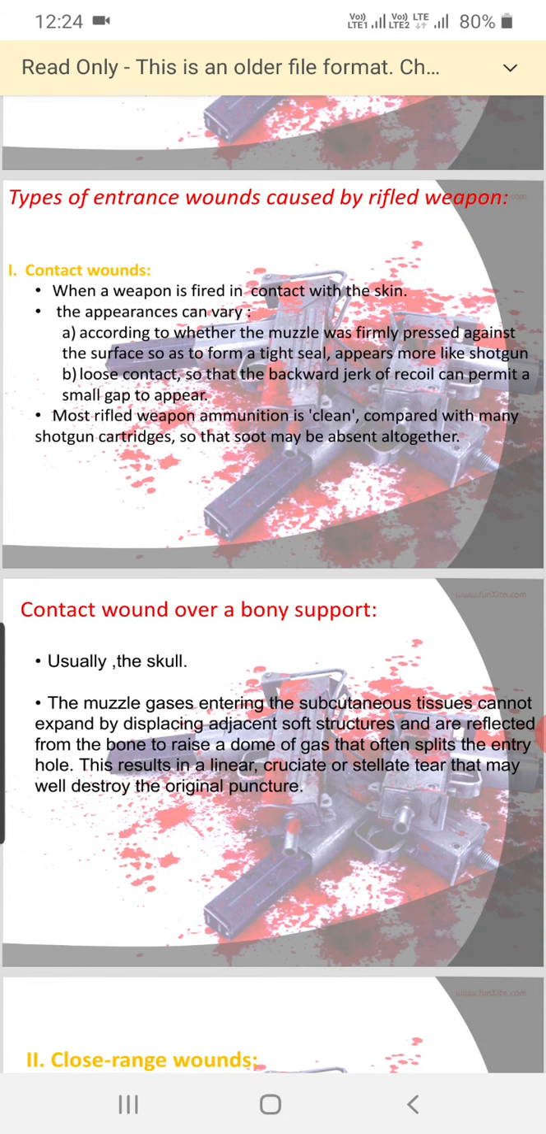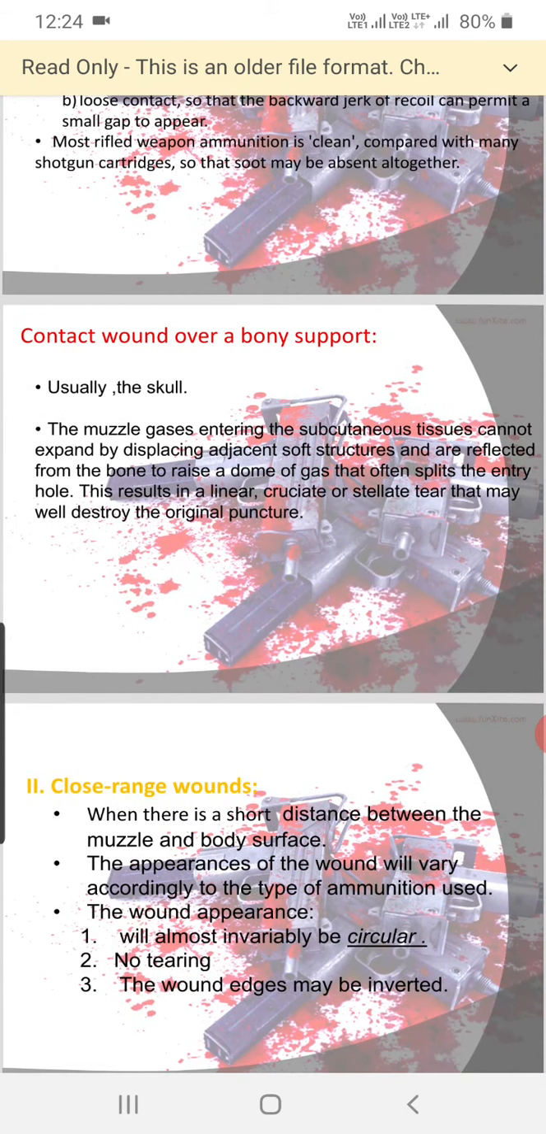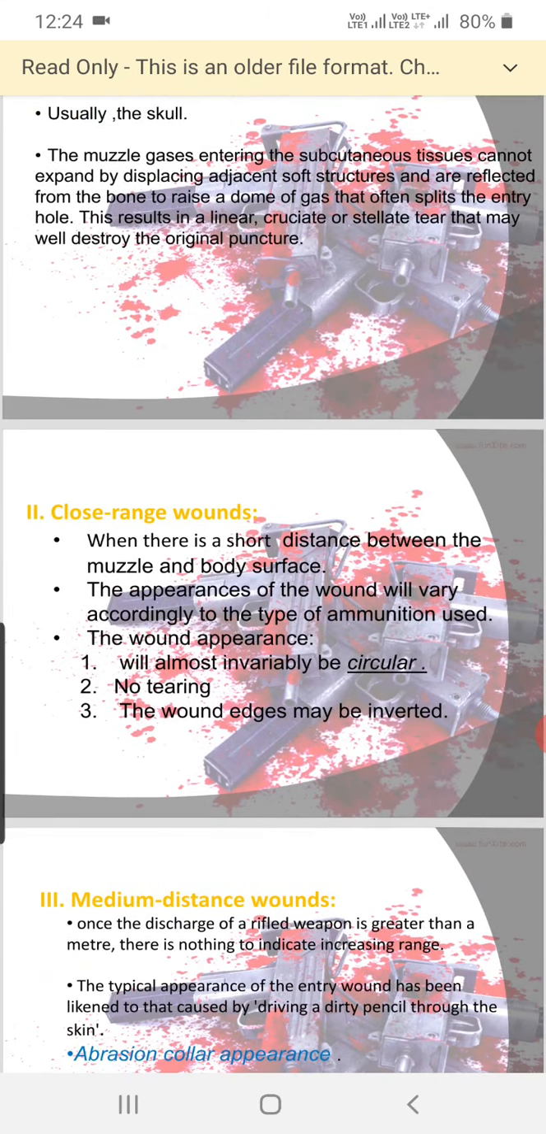Most rifle ammunition is clean compared with many shotgun cartridges, so that the soot may be absent altogether. Now, a contact wound over a bony support, usually the skull: the muzzle gases entering the subcutaneous tissue cannot expand by displacing adjacent soft structures and are reflected from the bone to raise a dome of gas that often splits the entry. So there will be a split wound around the wound. Fine, so that was the contact wound.